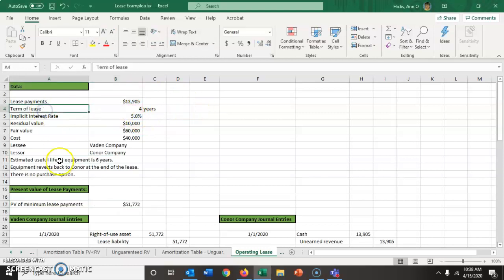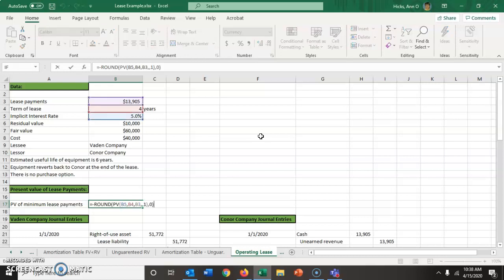I changed a couple of the parameters of the lease. The term of the lease is 4 years. The estimated useful life is 6. So now we have a lease term that's only 67% of the estimated useful life. So we do not pass the economic life test. And then we calculate the present value of minimum lease payments, which with unguaranteed residual value, we would not include the residual value.